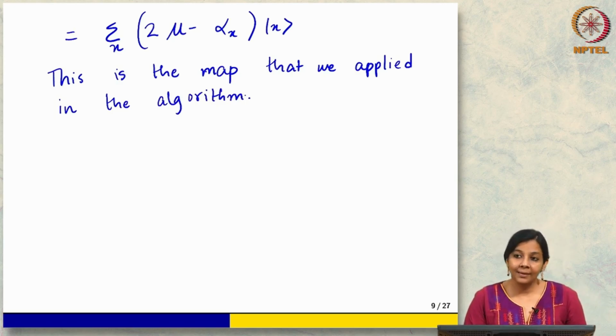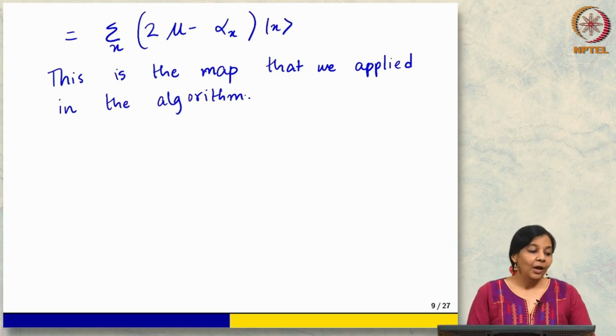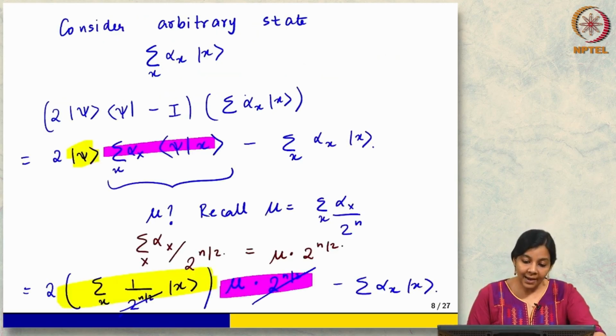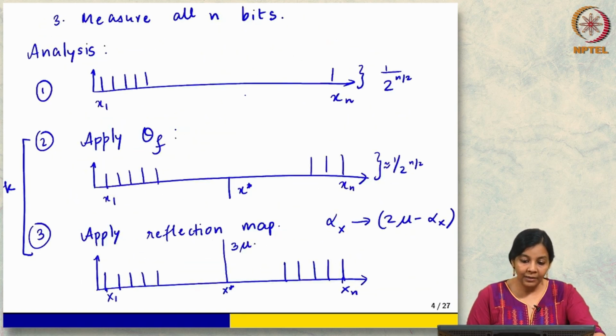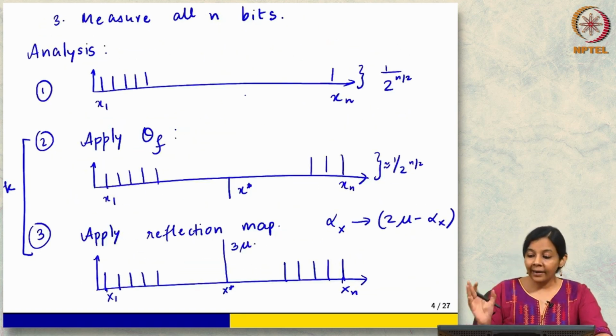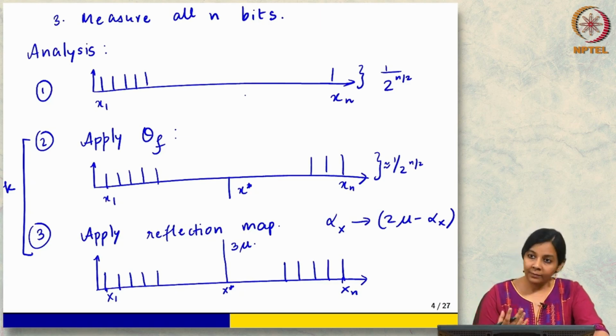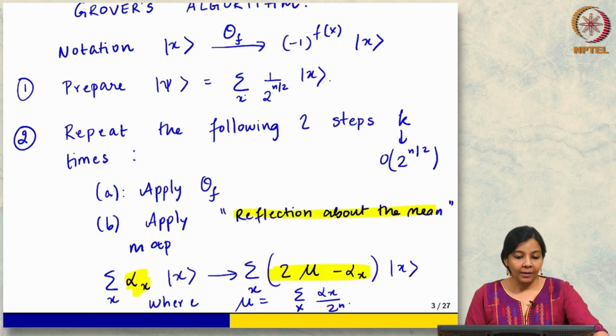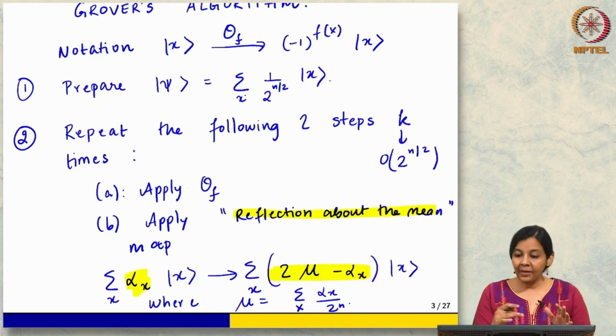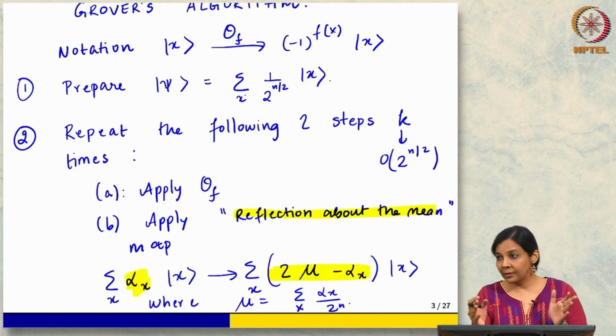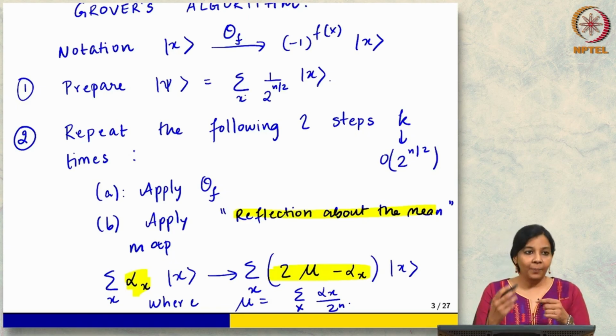Any questions? So, now that we have seen at least the algorithm and some high level of the analysis, let us try to understand in a more intuitive way what is happening. So, first of all, let us recap the algorithm. I prepare the superposition and then I apply the function, right. I reflect about the mean, again I apply the function, I reflect about the mean, I apply the function and reflect, and so on and so forth, and finally I measure.